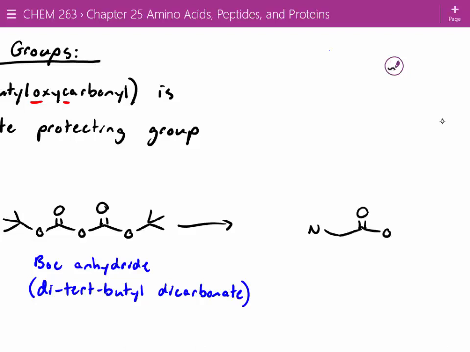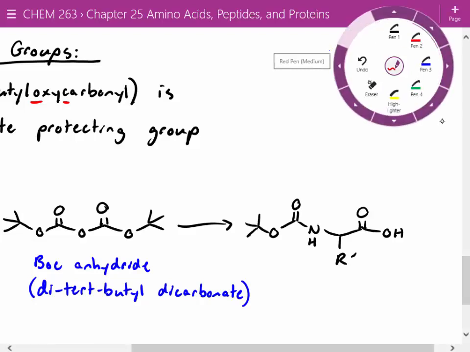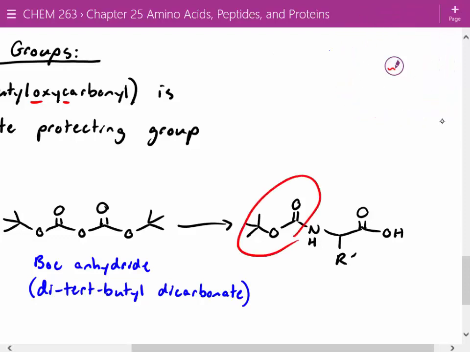So the carboxylic acid end will just hang out on its own. And this entire functional group is oftentimes just referred to as Boc. People don't like drawing it out all the time.